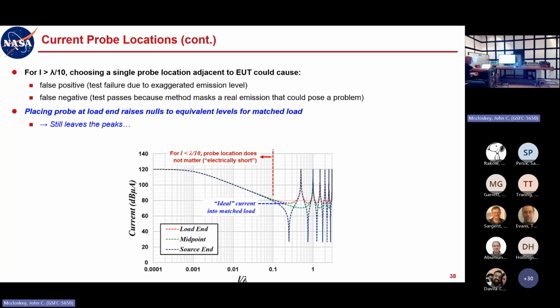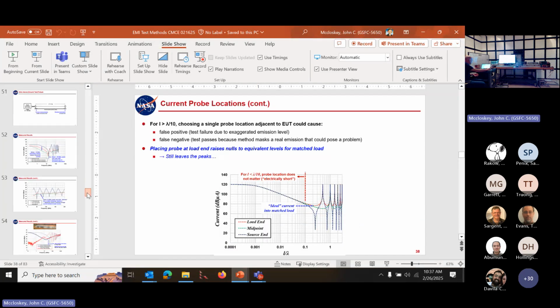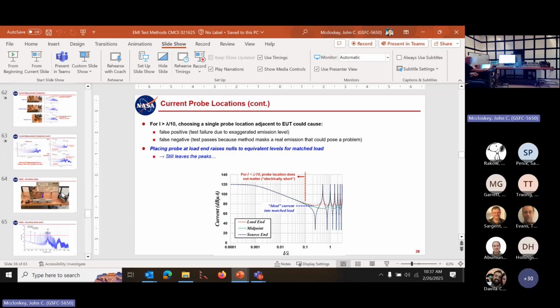You know that in the worst case you're compliant with the limit. But if you have some significant exceedances at the higher frequencies using a standard current probe, you may need to pay attention to whether those are for real coming out of the unit, or are they exaggerated by your cable configuration? So at this point, I'm going to show some results, and then we can come back to any of this as needed.